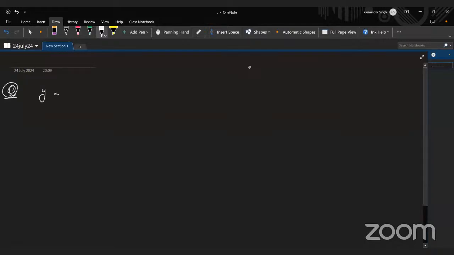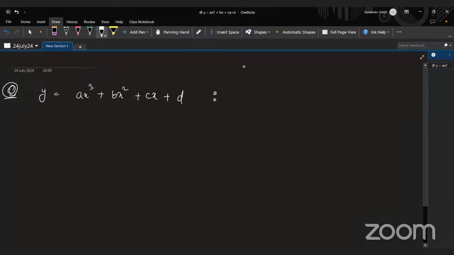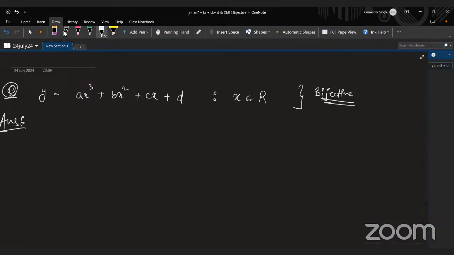So the question was y is equal to ax cube plus bx square plus cx plus d. And what was the domain? x was belonging to all real numbers, right? f(x) has to be bijective. I was just looking for the question. So I need to find the condition: what is the condition if this has to exist?